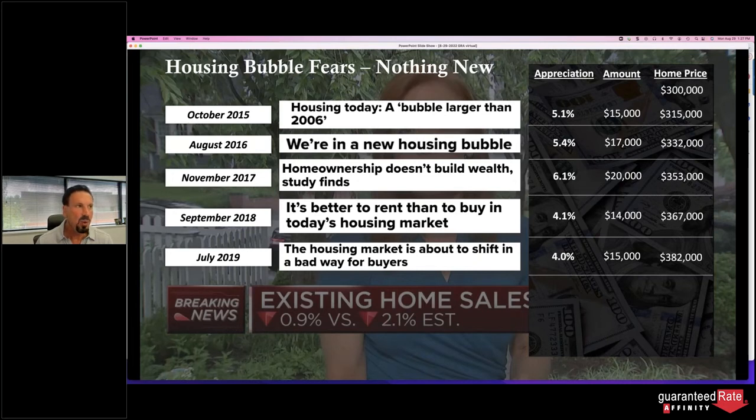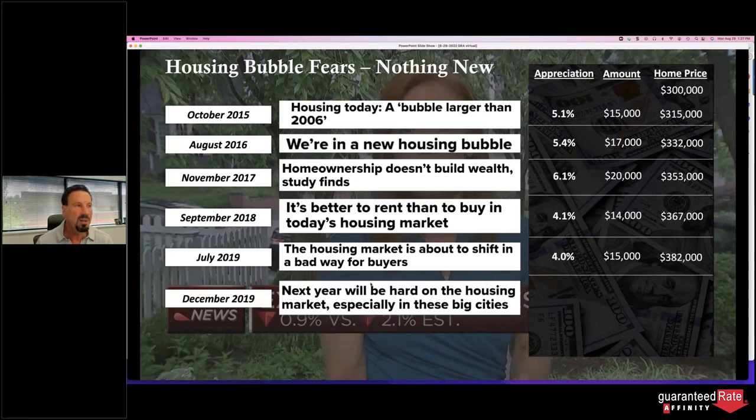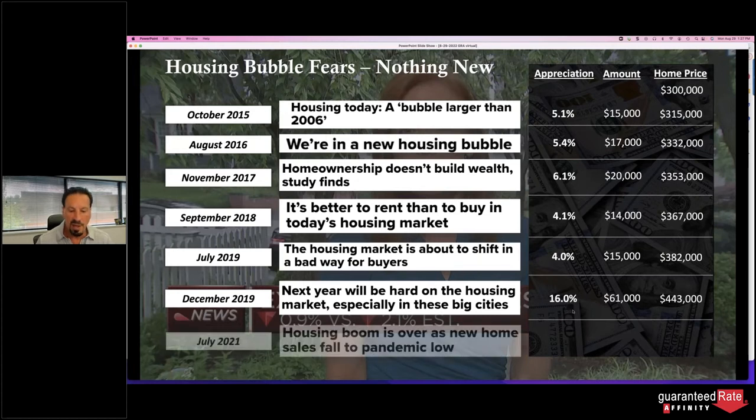And then at the end of 2019, her forecast for 2020 was that next year will be hard on the housing market. Well, I guess it's only hard if you didn't buy a home because values went up 16%. And then a year ago, she went on her famous rant saying, the housing boom's over. Well, prices since then have gone up 18% or $80,000. So if you've listened to Diana Olick, she's cost you $250,000 in losses since 2015. That's why we can't listen to the media.